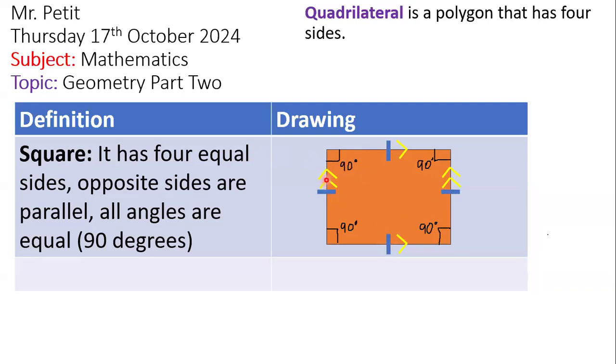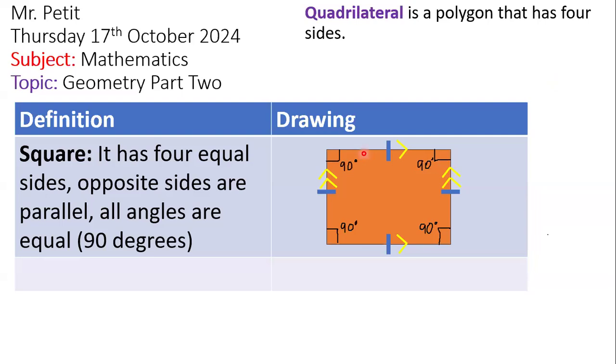And then the arrows tell us that this side is parallel to that side. That's why you have two arrows on this one. And then one arrow indicates that this side is parallel to this side. So opposite sides are parallel, and all angles and all sides are equal. And so this is definitely a perfect square. Okay, now we have our square. Now we're going to move on to the rectangle.